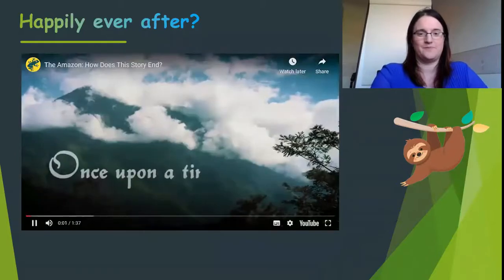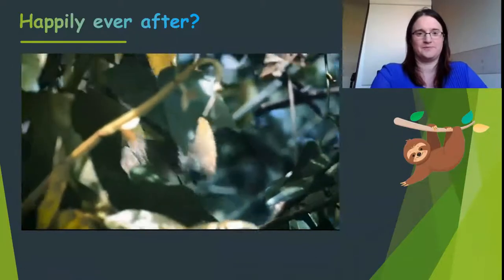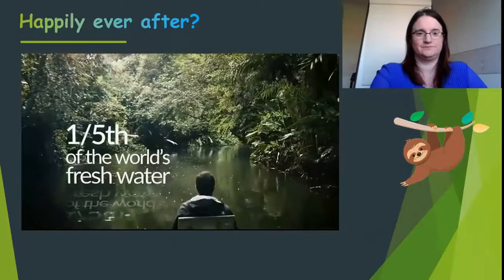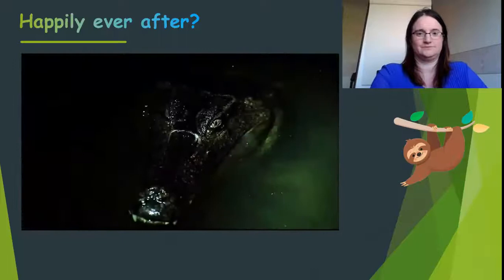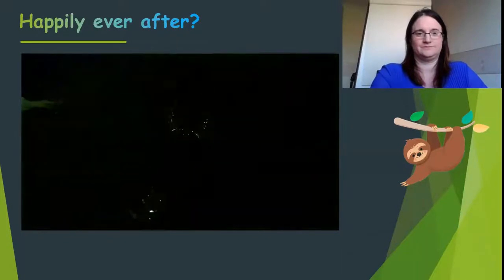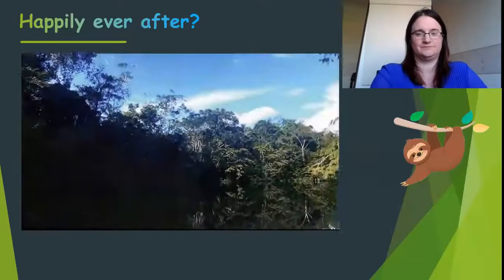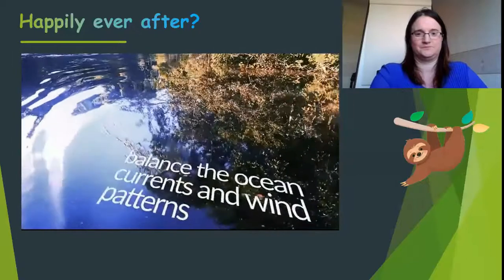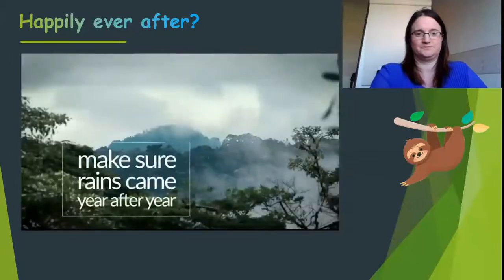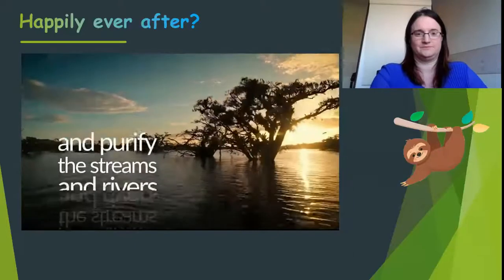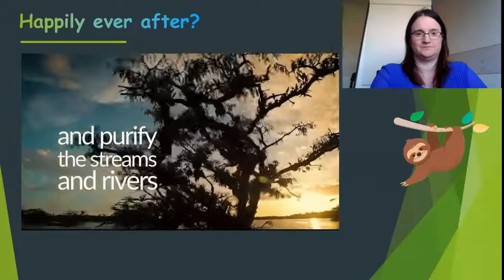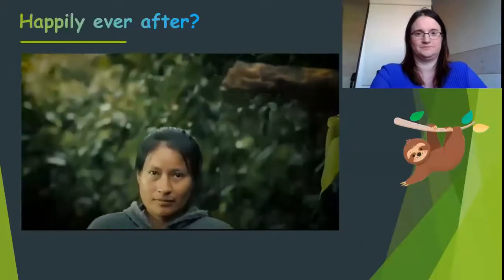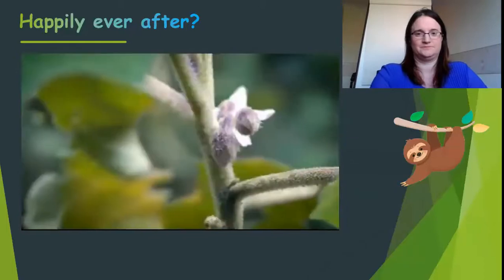Once upon a time, the Amazon was a thriving forest that hummed with life. It produced 20% of Earth's oxygen, and 1/5 of the world's fresh water flowed through it. More than half of the world's animal species thrived in its abundance. In those days, the Amazon worked with all the other forests on Earth to regulate the global climate, balance the ocean currents and wind patterns, make sure the rains came year after year, and purify the streams and rivers from which we all drank. Not only did the forest provide livelihoods to hundreds of millions of people, men, women, and children from every part of the world were healed by their plants.